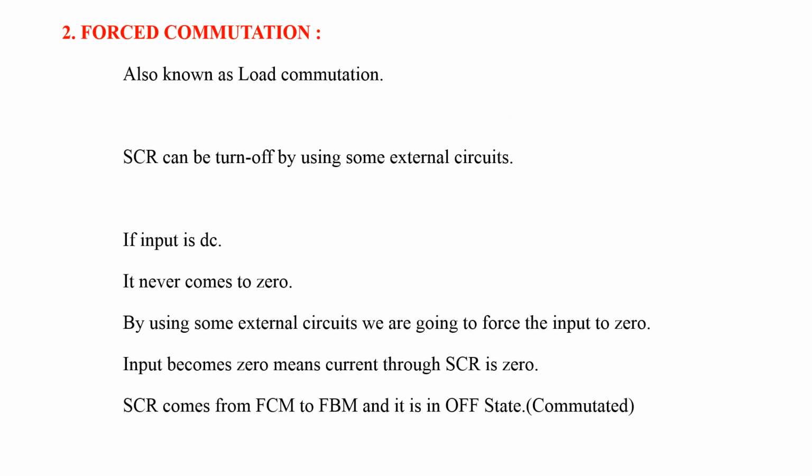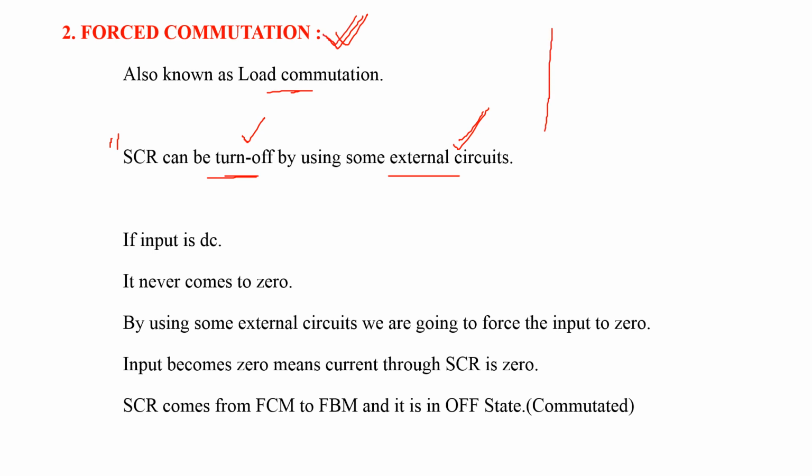Coming to the second type of commutation, that is forced commutation. It is also known as load commutation, and it is defined as the commutation in which SCR is turned off by using some external circuit. Means by using some external circuits we are going to turn off the SCR. The concept of forced commutation is very simple.